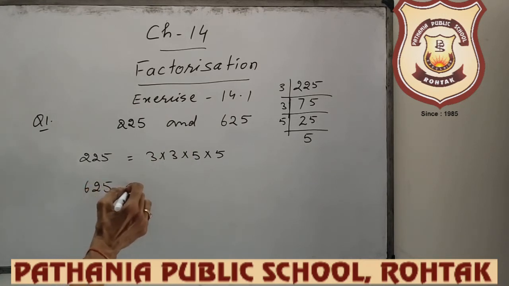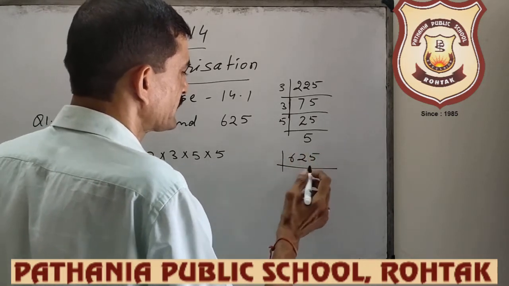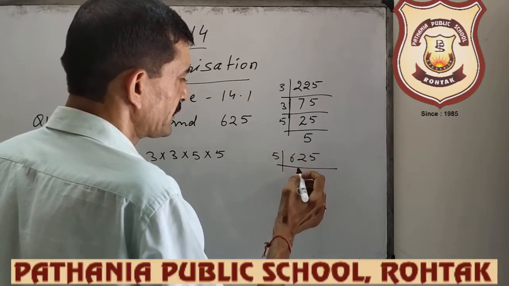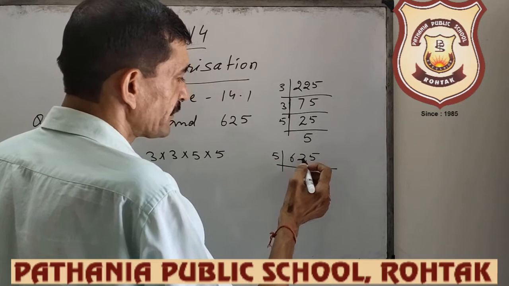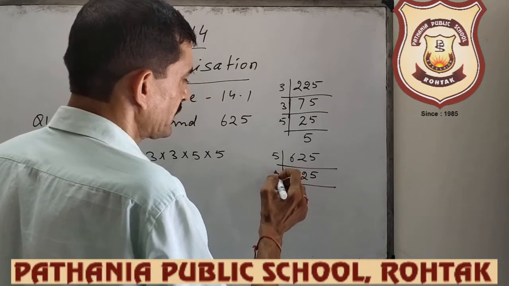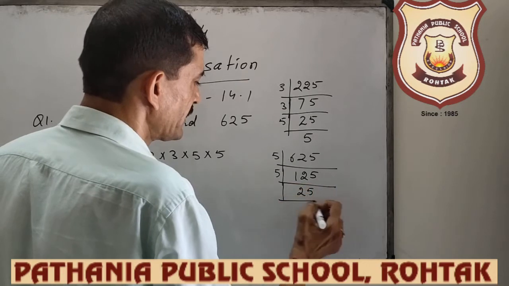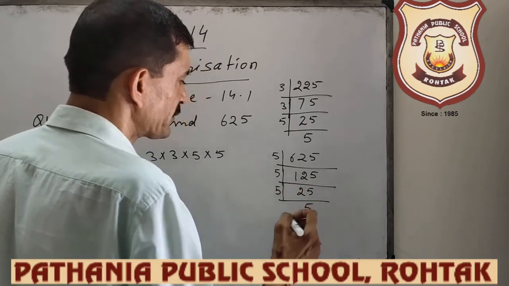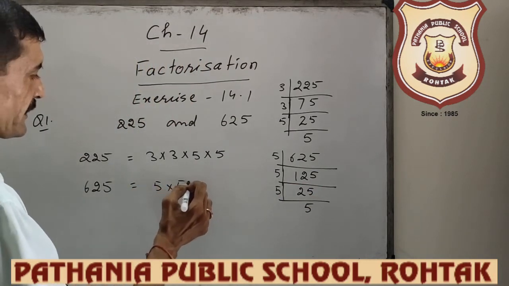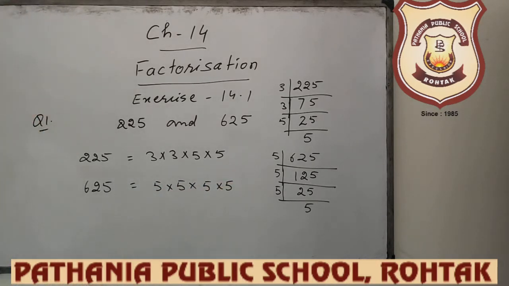Now prime factorization of 625. What are the prime factors of 625? These are not divisible by 3, so it is from 5. 5 1s are 5, 1 is left, 5 2s are 10, 5 5s are 25. Again by 5, 5 5s are 25. So 625 is what? 5 into 5 into 5 into 5. Write in this way.